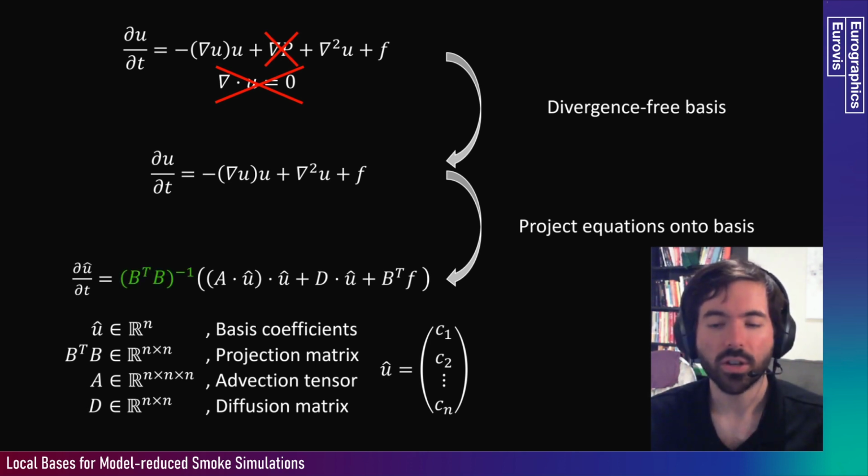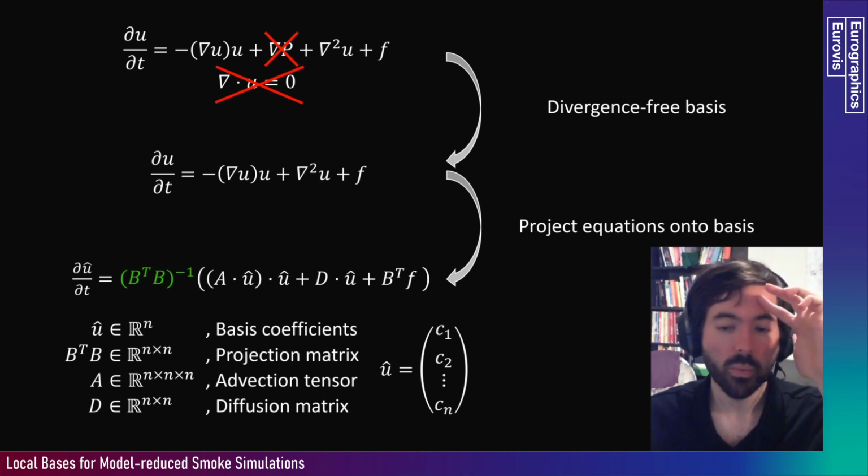In the projected equation, I highlighted one term in green that is a matrix that we need to invert, and that can be a costly operation. However, if our basis is orthogonal, then this term is just the identity matrix and we can remove it completely. So having a basis that is orthogonal is another very nice property to have. And we'll come back to that later.